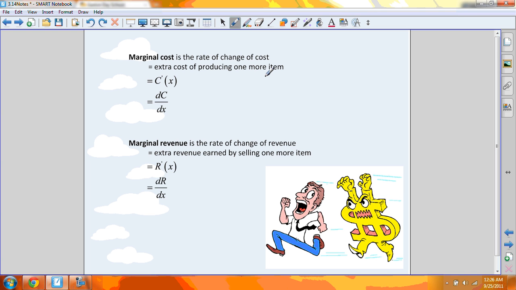So if we're producing 100 items, then the C prime of 100 will give you the extra cost, right, the cost to produce 101 items. Okay, because that's how much it changes if you increase your x value by 1. And the same thing for revenue. It's the extra revenue that you're going to earn if you sell one more item.